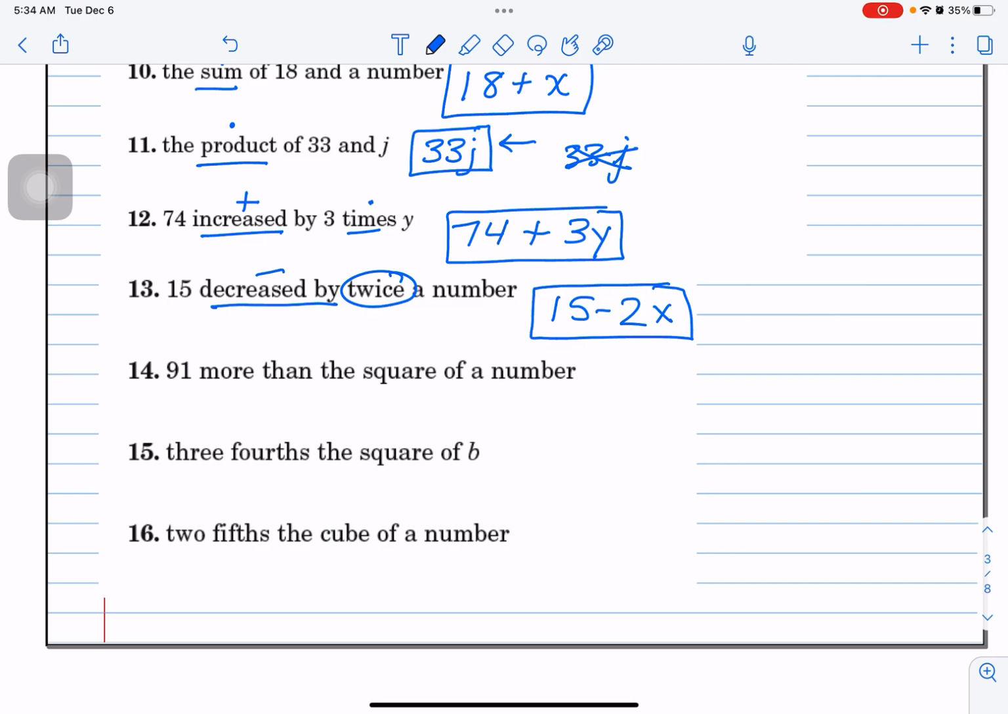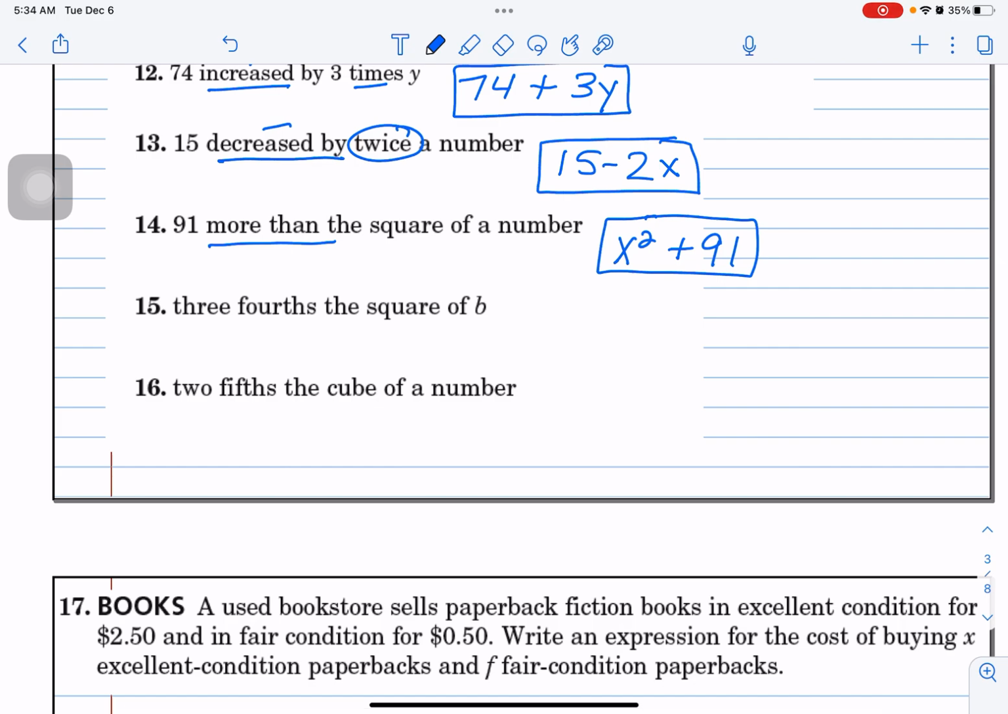Number 14 has that word we said to watch for when we did this in pre-algebra. More than the square of a number. More than means it comes where? At the end. So your plus 91 needs to be at the end because it's 91 more than the square of a number. To square a number means to put it to the power 2. So x squared plus 91 in that order would be the correct way to write this algebraic expression.